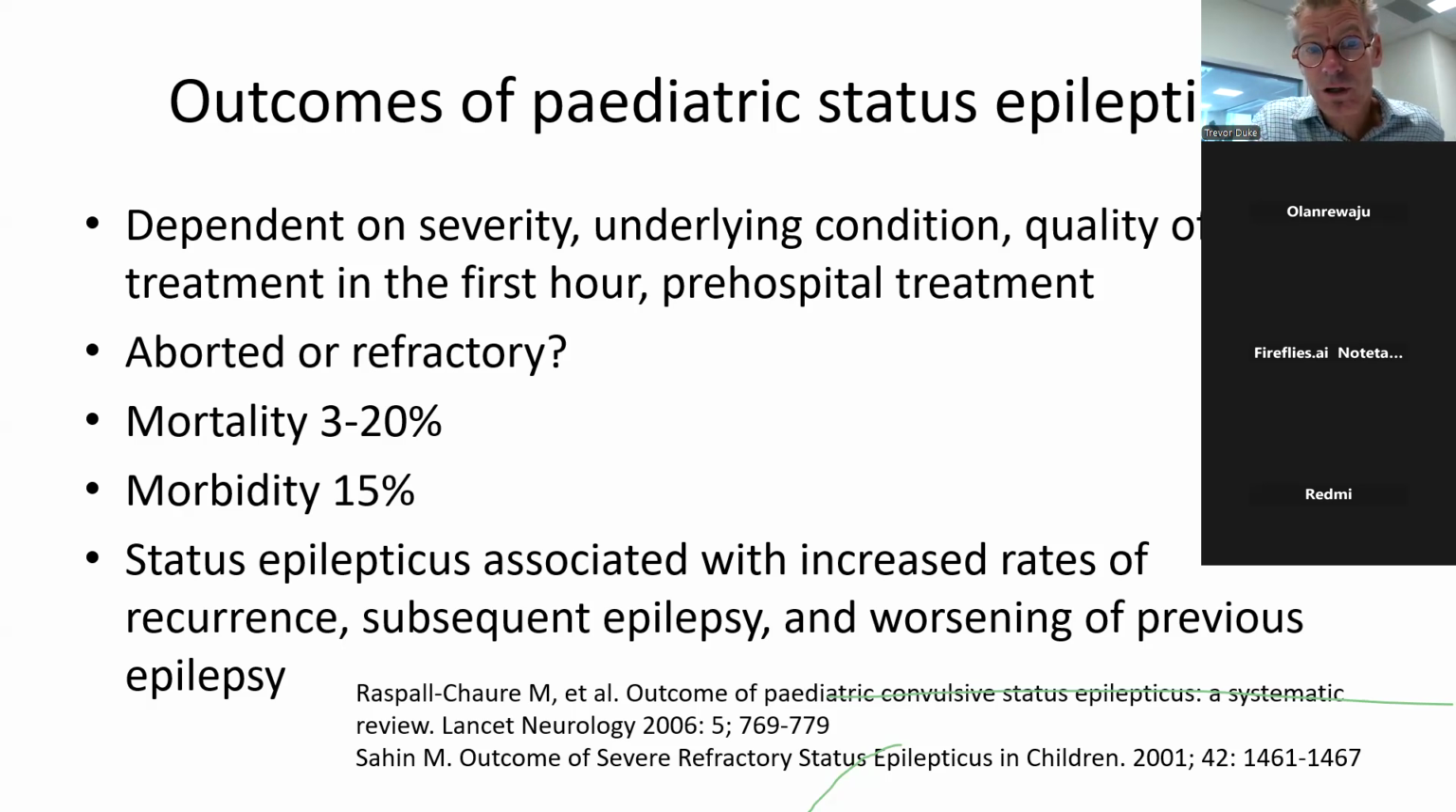It depends on whether they've got refractory seizures if they continue, or if they're aborted by the first long-acting agent you give, whether it's phenobarbital or levetiracetam. If that aborts the seizure and they don't have any more, then yes, they've had status epilepticus, but they have aborted status epilepticus, and they have a much better outcome than children who have ongoing seizures despite the long-acting agents, or despite two doses of the short-acting agents. The mortality from status epilepticus is very broad, between 3 and 20%, and the morbidity is about 15%.